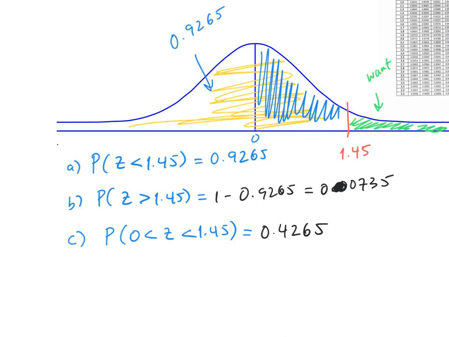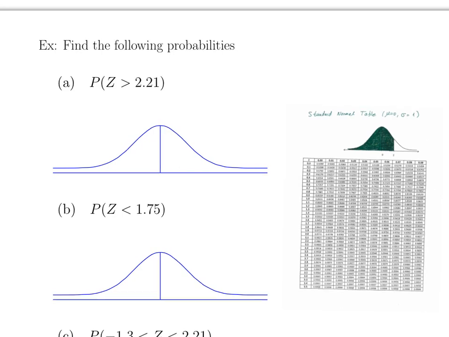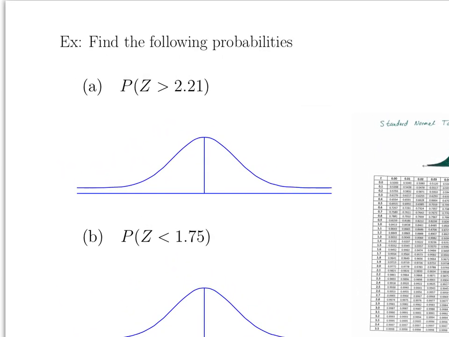Yes? So this is saying what? Find the probability that Z is greater than 2.21. So 2.21, remember this is 0. 2.21 is here. Greater means what? The area to the right, which in our case is the green area. And this question, this is what you want. The table is going to give you what?